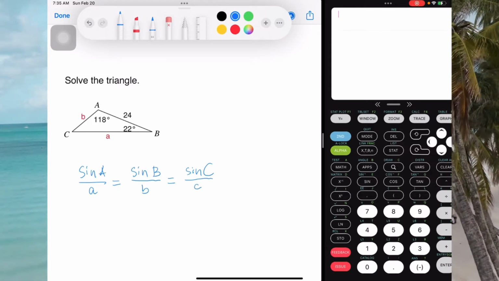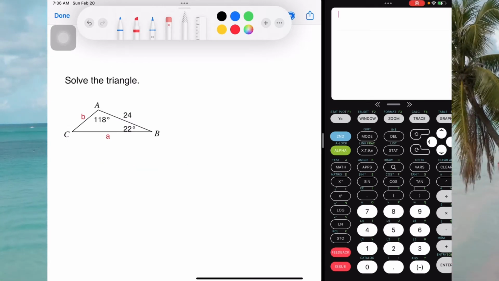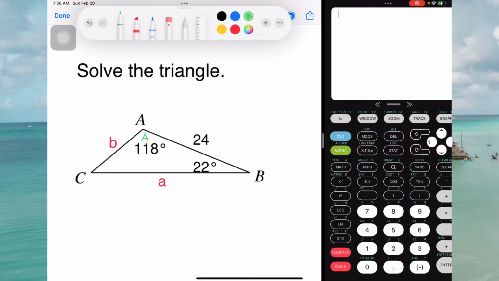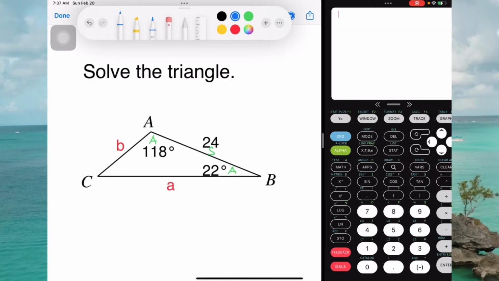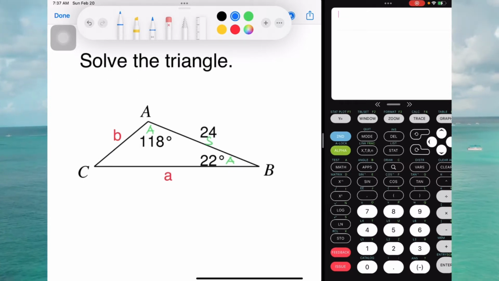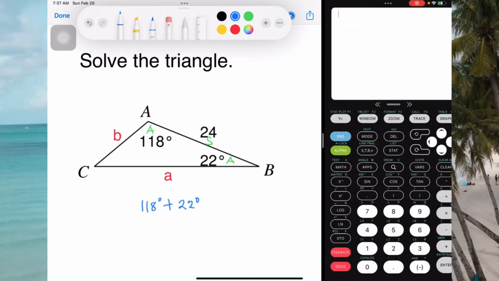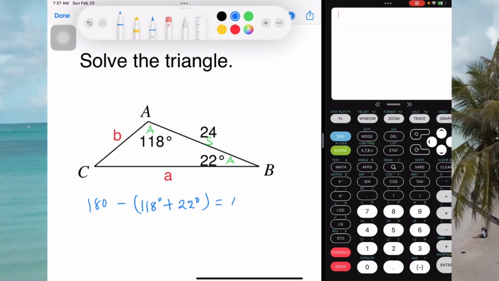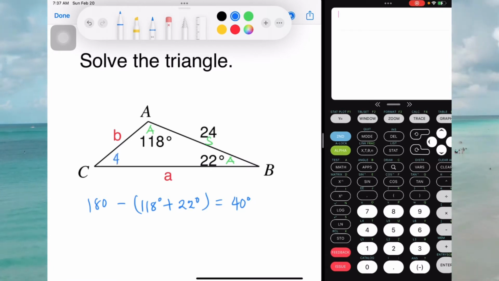So let's go ahead and apply this principle of trigonometry in this example. Let's identify the parts of the triangle that are given. We know an angle, a side, and another angle. Since we know two angles, we can find the third angle of the triangle by subtracting the sum of 118 degrees and 22 degrees from 180 degrees. That will result to 40 degrees. So the measure of angle C is 40 degrees.